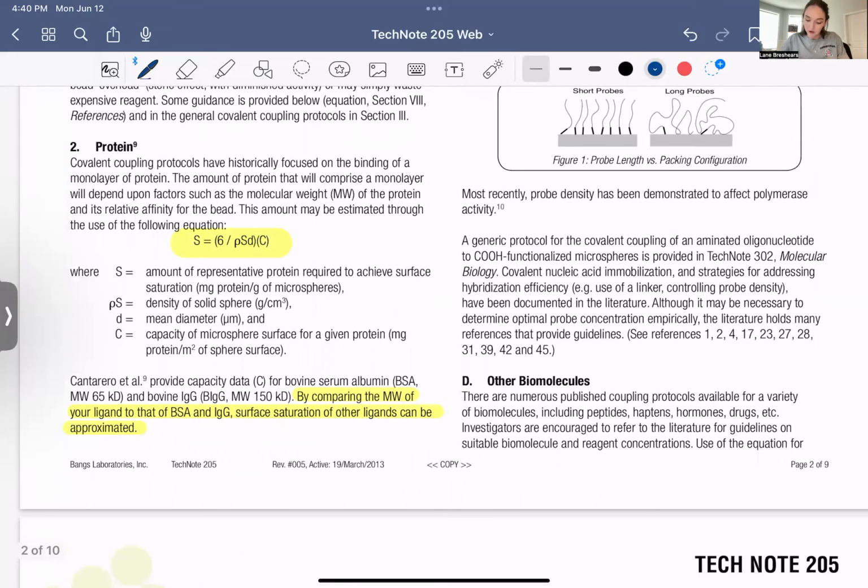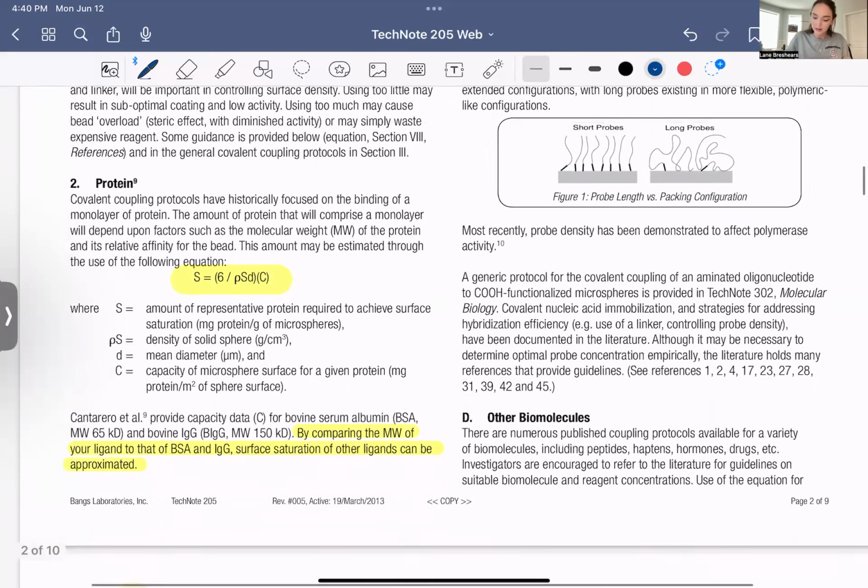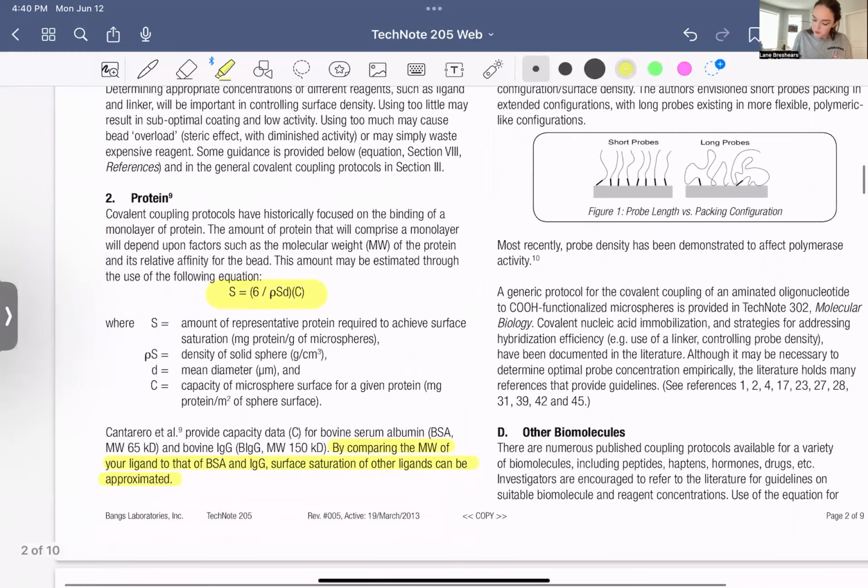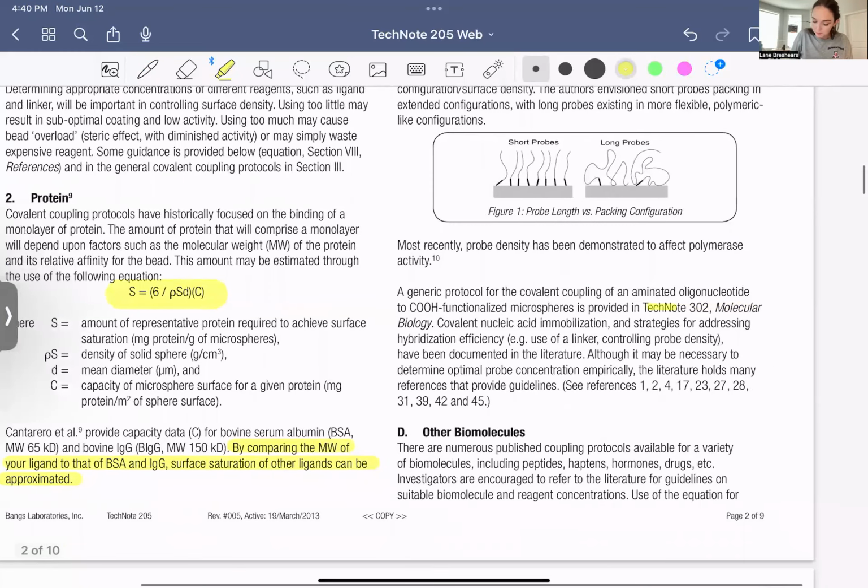A generic protocol for the covalent coupling of an aminated oligonucleotide to carboxyl functionalized microspheres is provided in TechNote 302, Molecular Biology. Covalent nucleic acid immobilization and strategies for addressing hybridization efficiency, for example, the use of a linker controlling probe density, have been documented in the literature. Although it may be necessary to determine optimal probe concentration empirically, the literature is basically where you're going to get your answer. So it's not as easy as the protein, where you can just use the equation to get yourself a starting point. You're really going to need to consult the literature.